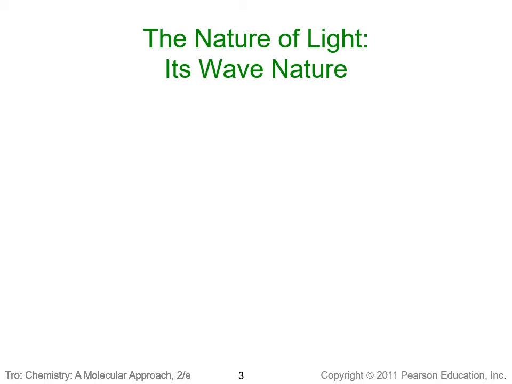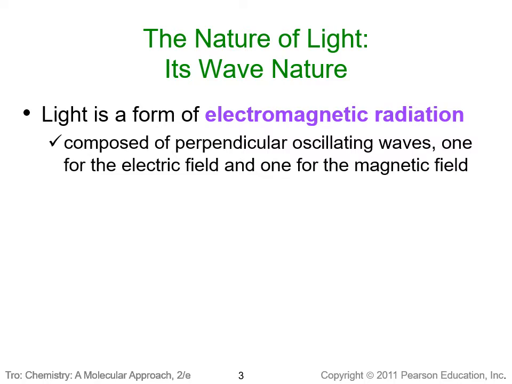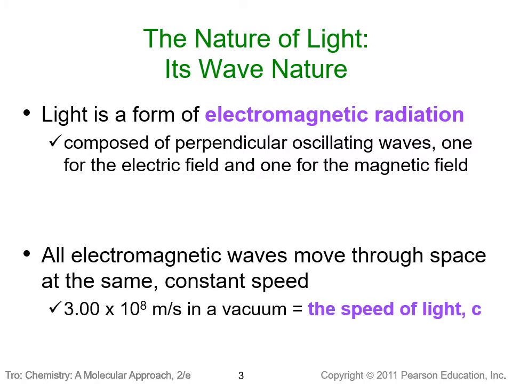So let's look at light. Light exists as a wave, and it's a form of electromagnetic radiation. It's composed of waves that travel in an electric field and also in a magnetic field. Because it is electromagnetic radiation, it travels through space at the same constant speed, and in a vacuum, that speed of light is 3.00 times 10 to the 8th meters per second.